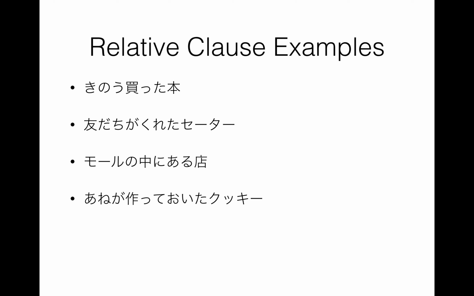Notice friend is a subject within the relative clause, and here it is marked with the particle ga, because the topic of the sentence, even though it's not included in the sentence, would be watashi wa. Watashi wa tomodachi ga kureta seetaa o ima kite imasu. The person wearing the sweater is me, therefore I am the topic of the sentence. But the subject of the relative clause is my friend. Tomodachi ga kureta seetaa, the sweater my friend gave to me.